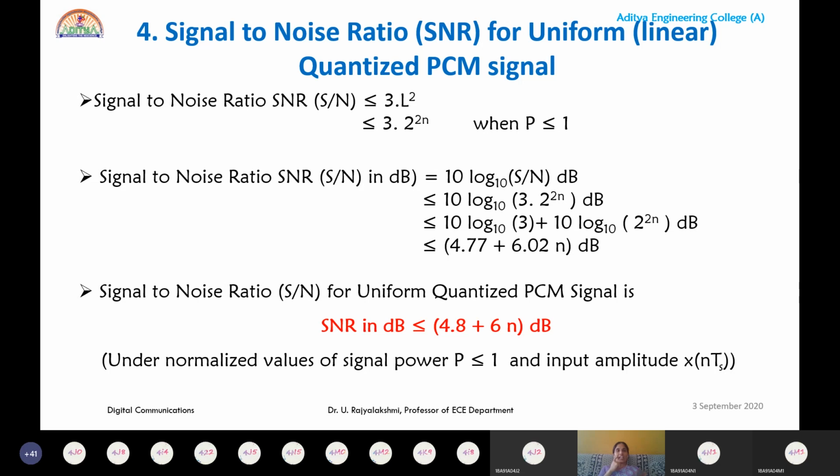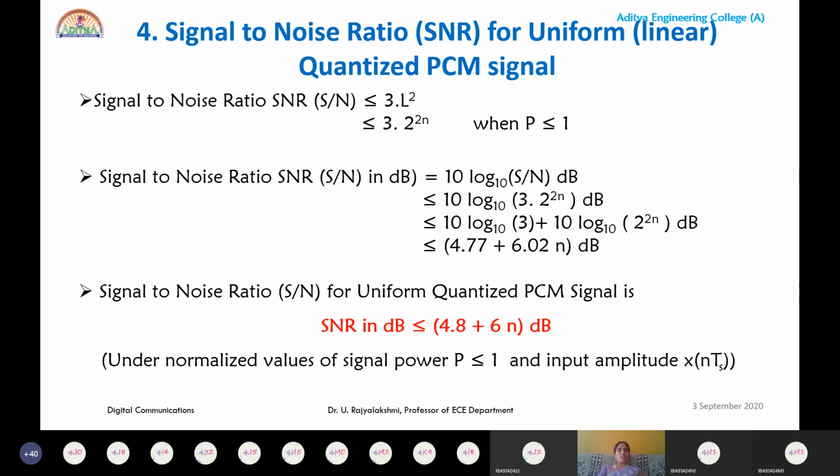We simplified that and assumed the normalized signal power as capital P, and noise power N as delta square by 12. Then we got the general expression for SNR as 3P L square by x square max. So what is the general expression for SNR? 3P L square divided by x square max. Next, what did we do? For normalized x of t, x max is 1 and P value is less than or equal to 1.